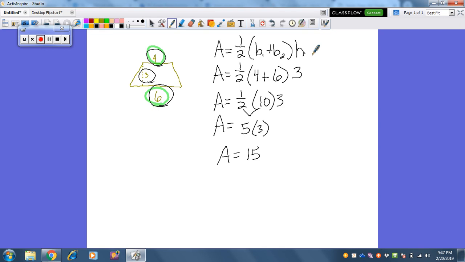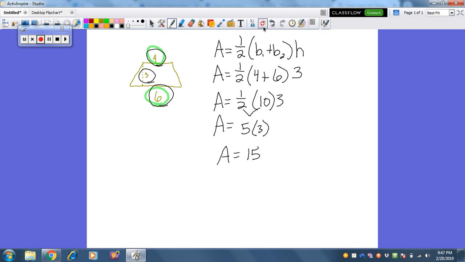So for your trapezoid, you have this many lines. 1, 2, 3, 4, 5 lines to complete that trapezoid. Anything less than that, you're not doing it correctly. And I can give you all the answers. That's not what's important. The important thing is you know how to do it correctly.